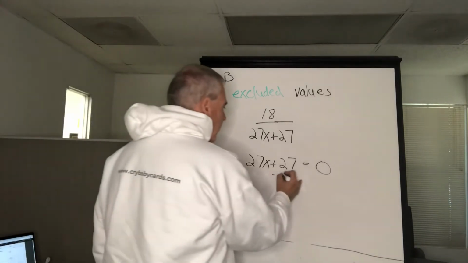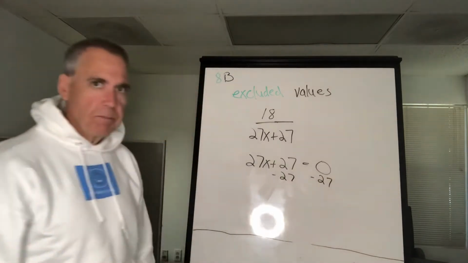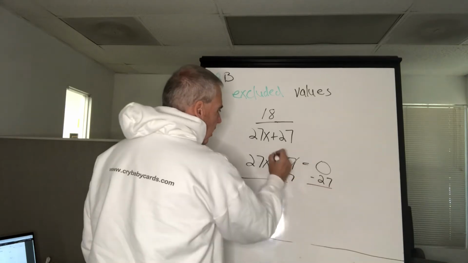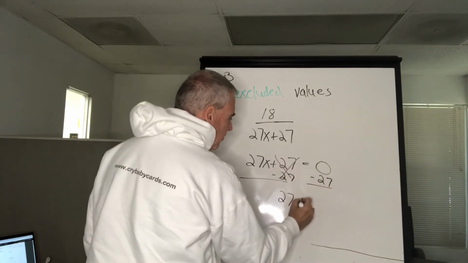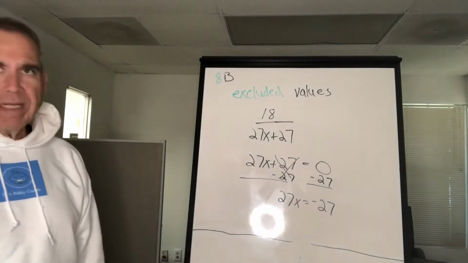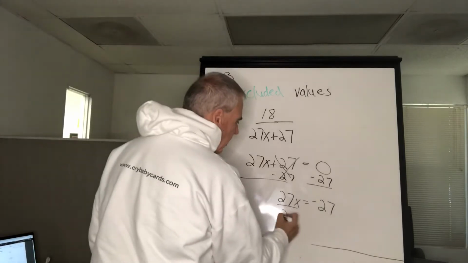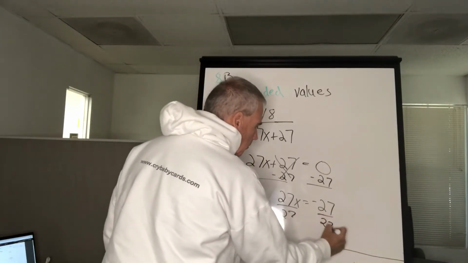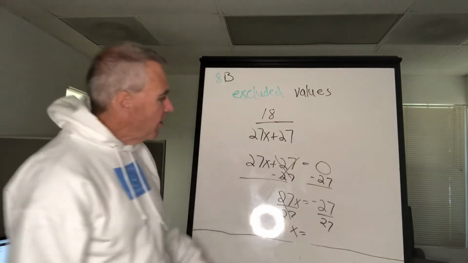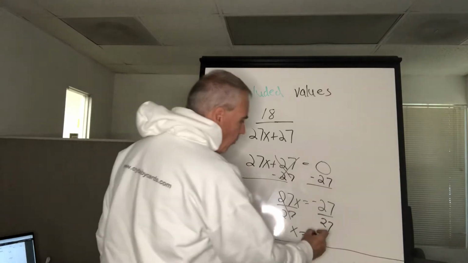We're going to minus 27 from both sides in order to solve for x. So these are gone. 27x equals negative 27. 0 minus 27 is negative 27. Divide by 27 on both sides. And if you go in your calculator and go negative 27 divided by 27, you'll get negative 1.